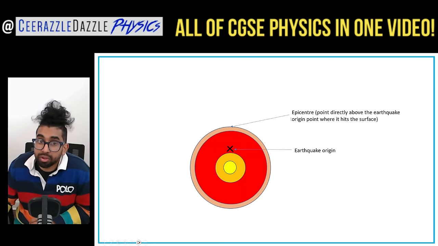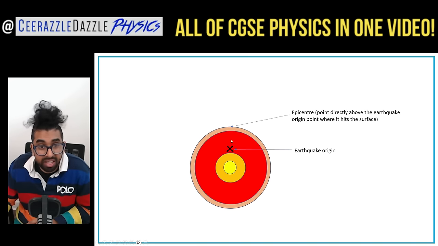If an earthquake occurs over there, the epicenter is the point directly above the earthquake's origin where it hits the surface. So the earthquake's origin is over here, and this is the point on the surface right above it. So this is the earthquake origin, and this is the epicenter.